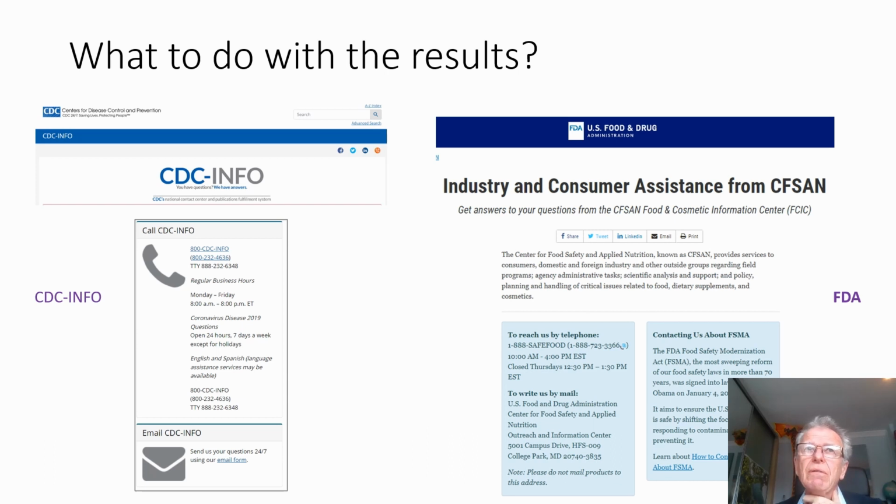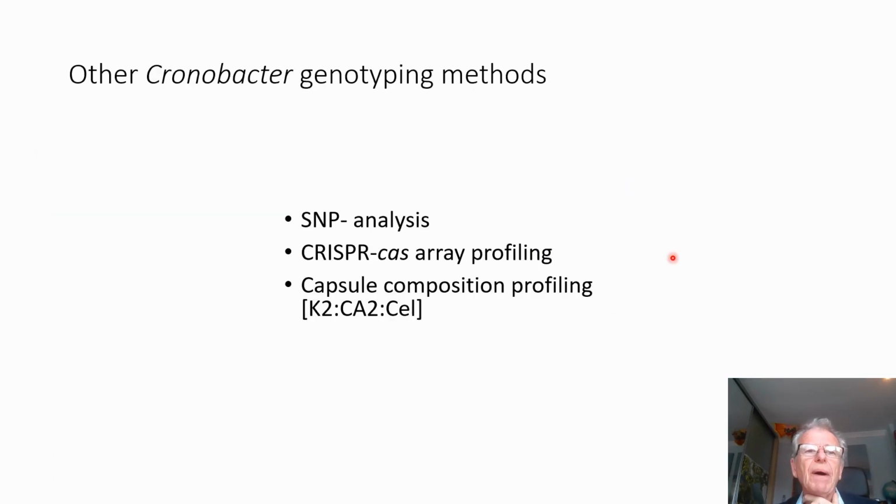Now, MLST isn't the only means of genotyping Cronobacter. There is SNP analysis, there's CRISPR-Cas array profiling as well, and a very interesting one is looking at the capsule composition, the K antigen 2, colanic acid type 2, and with cellulose. That seems to be a capsule profile most associated with the meningitic pathovar.